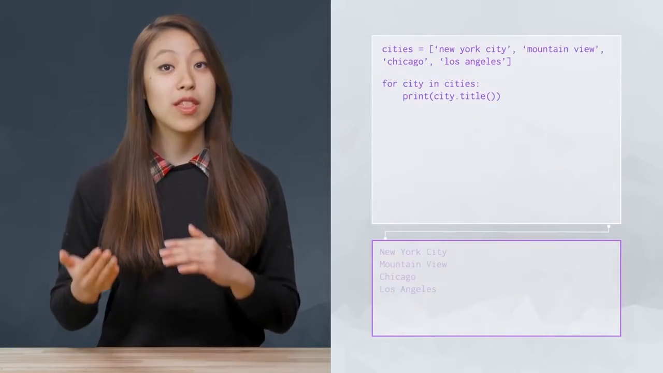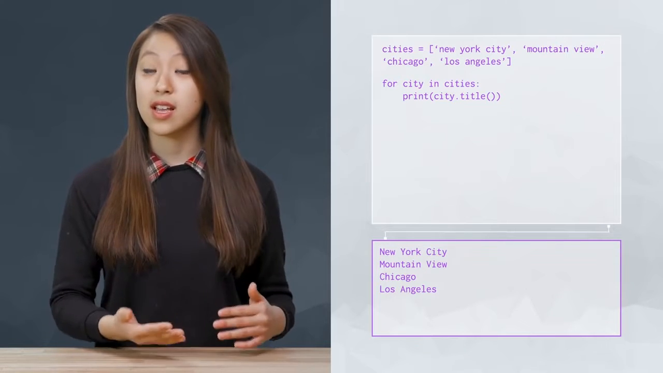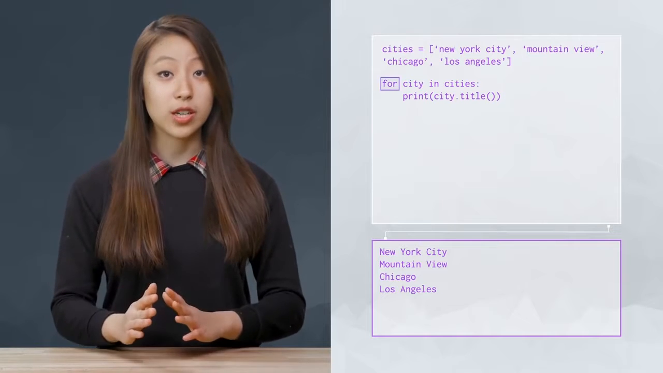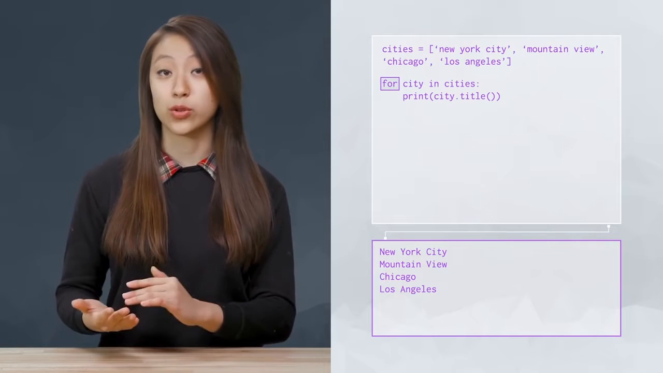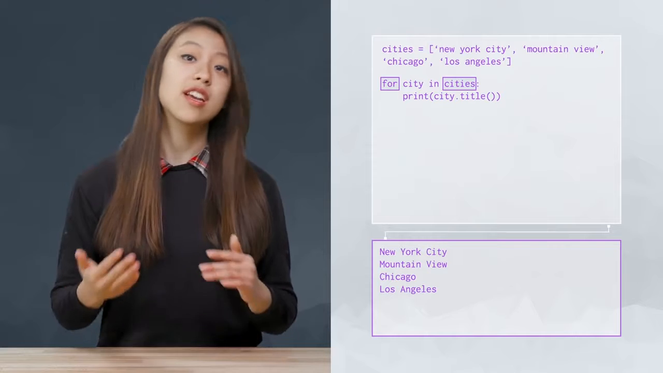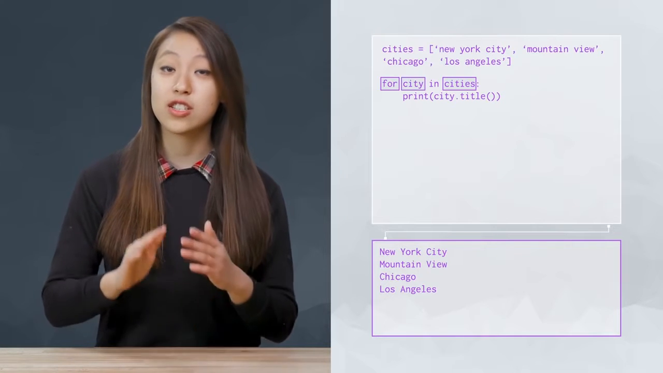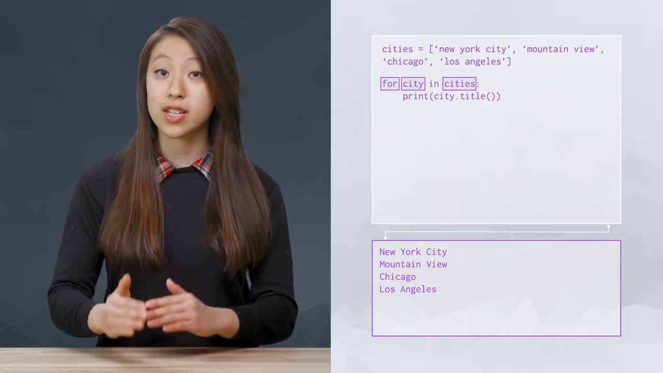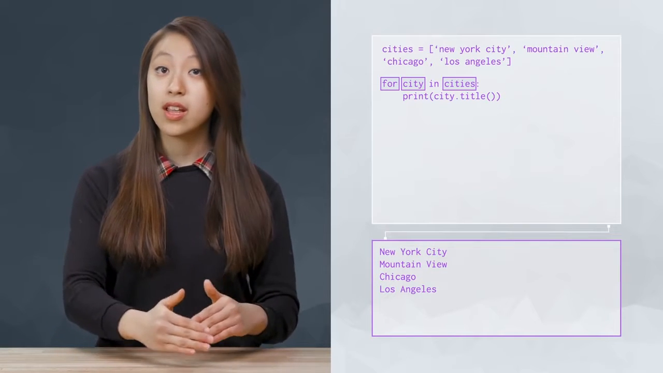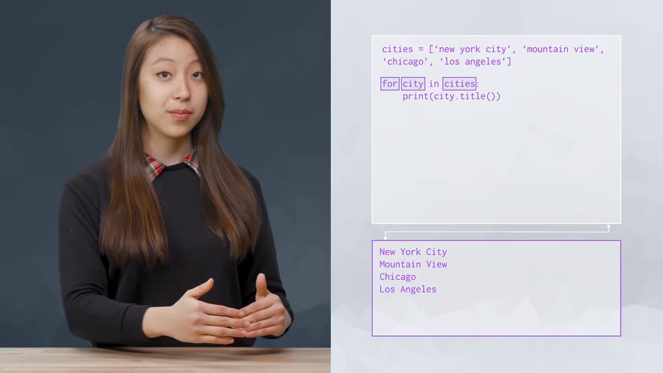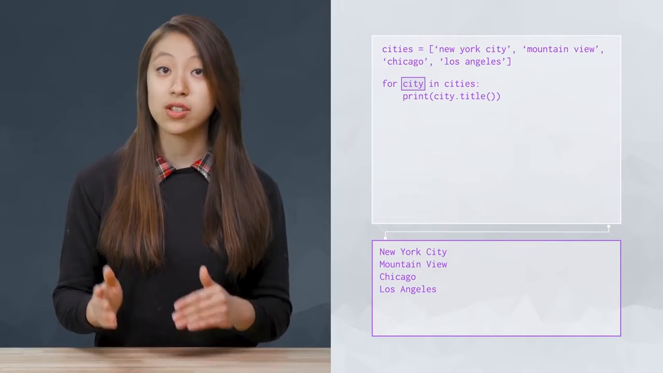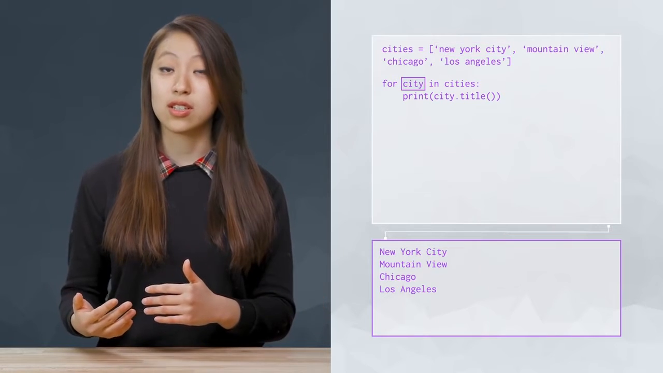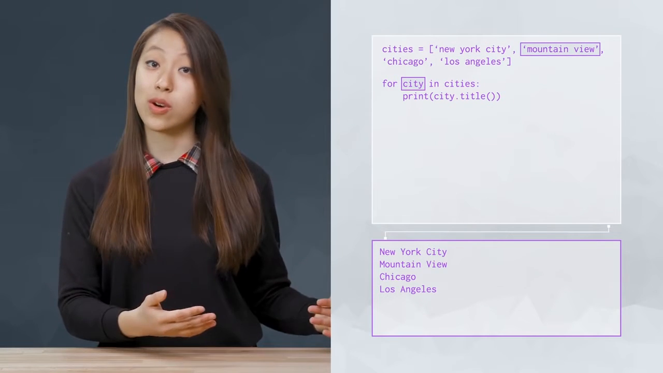Consider this for loop that iterates through a list of cities, capitalizes each one, and prints it. The for keyword signals that this is a for loop. Cities is the iterable, and city is the loop's iteration variable. That is, the variable that represents the element in the iterable that the loop is currently processing. So in the first iteration, city would be New York City. In the second iteration, it would be Mountain View, and so on.